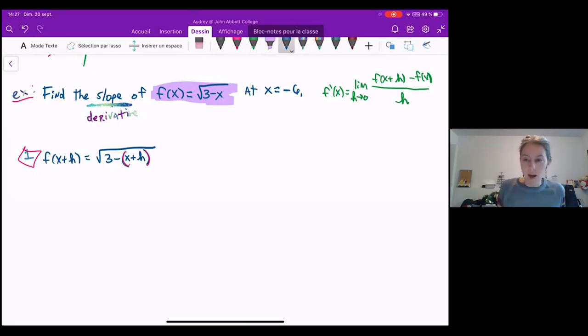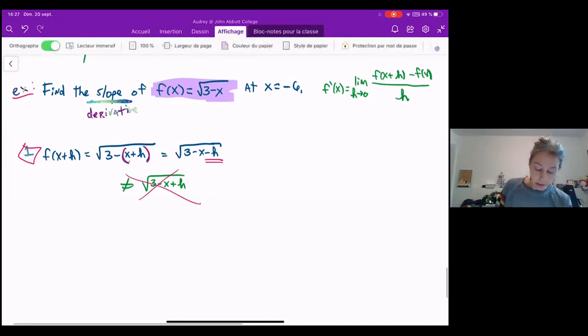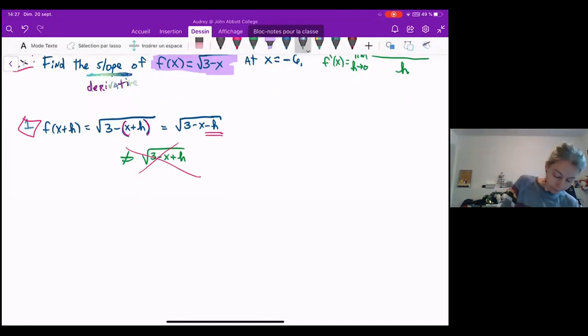Because notice what happens. Those parentheses tell me to distribute that minus sign. So this is 3 minus x minus h. It is not the square root of 3 minus x plus h. There are differences between those two things. It is not this one. We are subtracting that h, and that's actually super important. So this brings us to our second step.